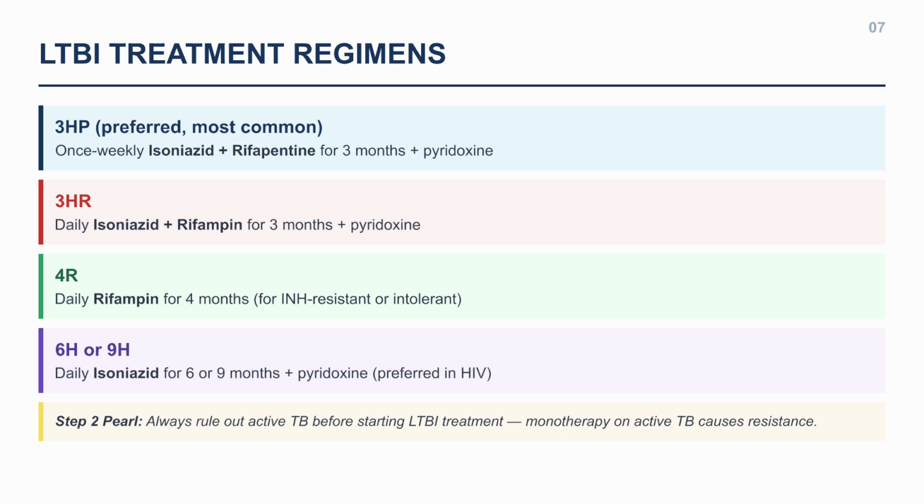The third option is 4R. Daily rifampin for 4 months, used when isoniazid is not tolerated or when there is INH-resistant exposure. The fourth option is 6H or 9H. Daily isoniazid alone for 6 or 9 months with pyridoxine. The 9-month version is preferred in HIV patients and those who cannot take rifamycins. Step 2 Pearl. Always rule out active TB before starting any LTBI regimen, because single drug therapy on active disease creates resistance.